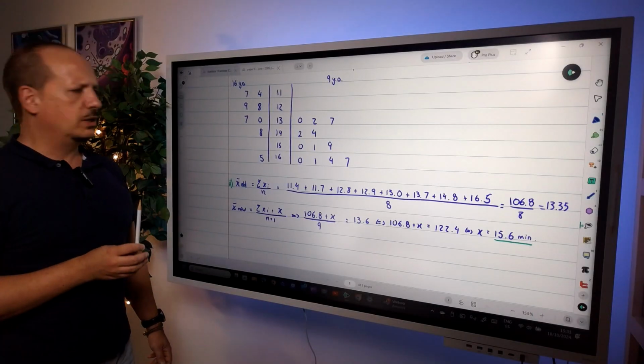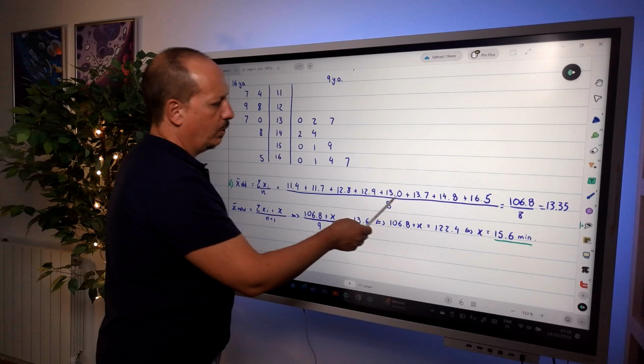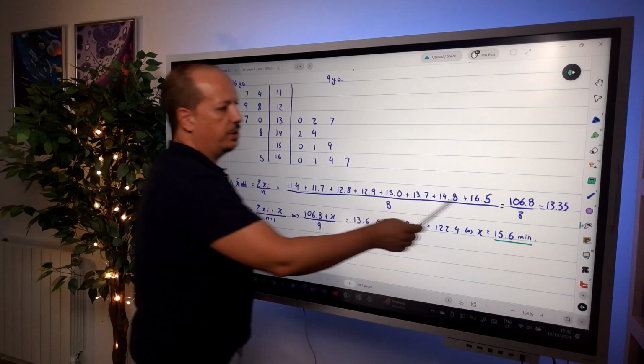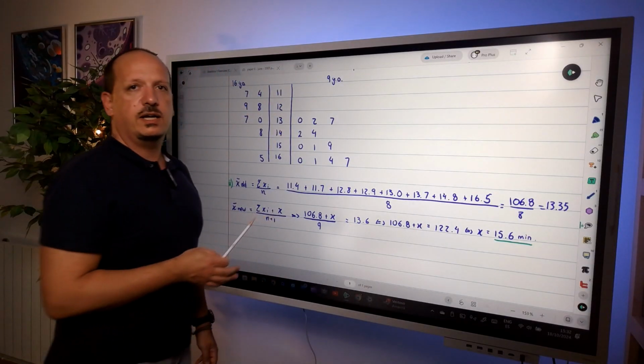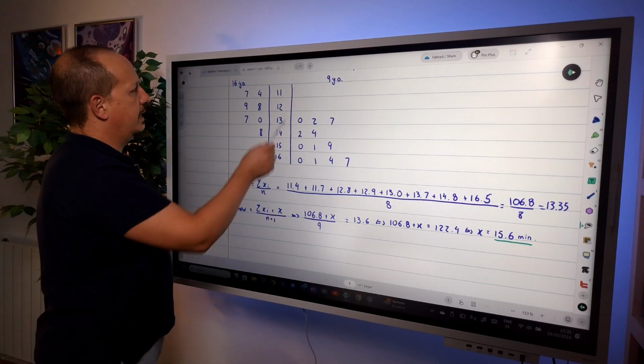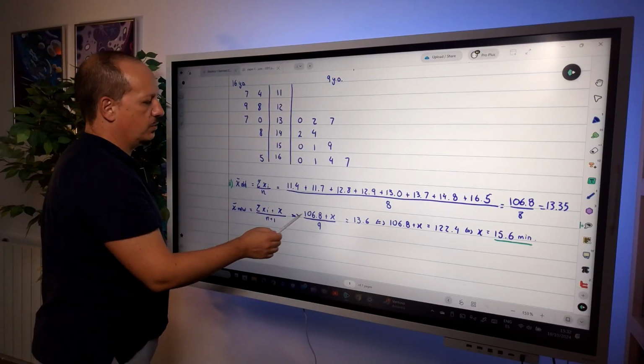I spent a few seconds looking at the board a little while ago because when I solved this first, I actually got the mean over here, which is not required for anything in the question. Everything that you need to know, you can get from the stem and leaf directly, which is adding all these values together.